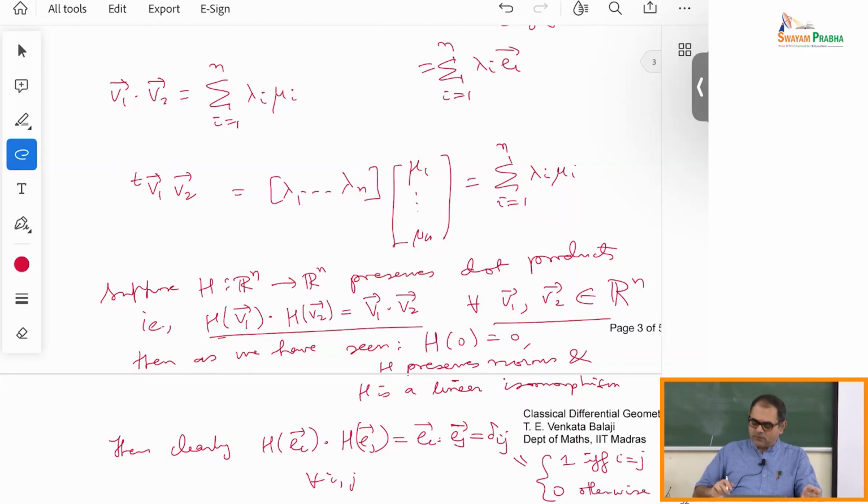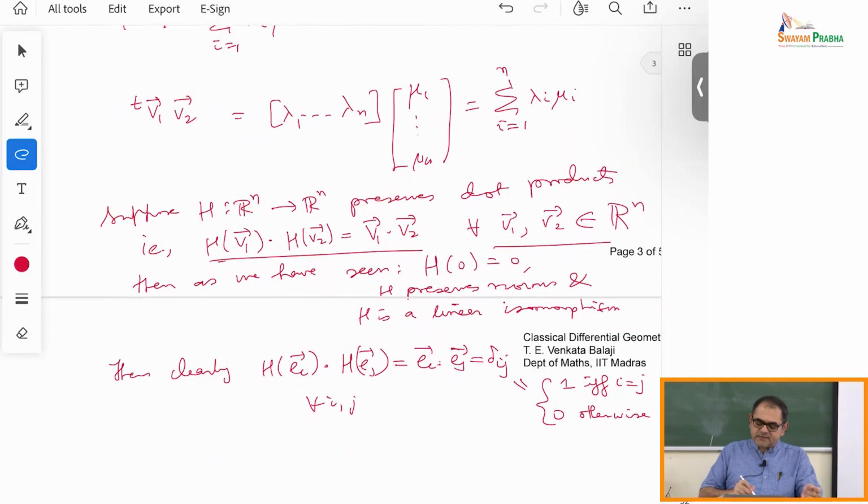Okay, so if H preserves dot product, then H ei dot H ej is going to be Ei dot Ej, which is equal to delta ij, and we have to prove the converse. Conversely, suppose H ei dot H ej is equal to Ei dot Ej. Then H has to preserve dot products. What this involves is the important fact that these Eis form a basis. That's the whole point.